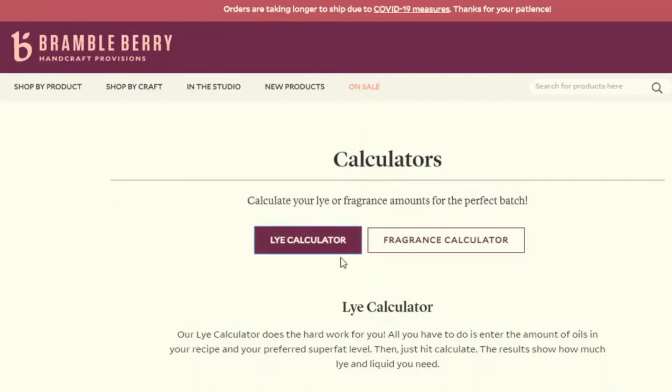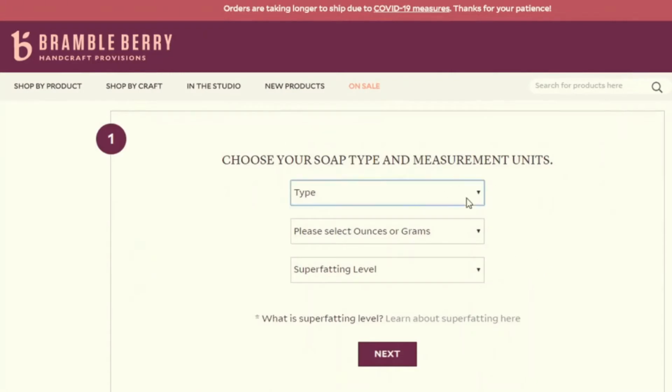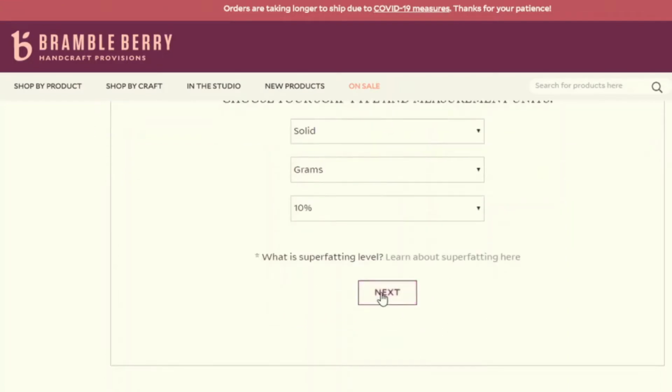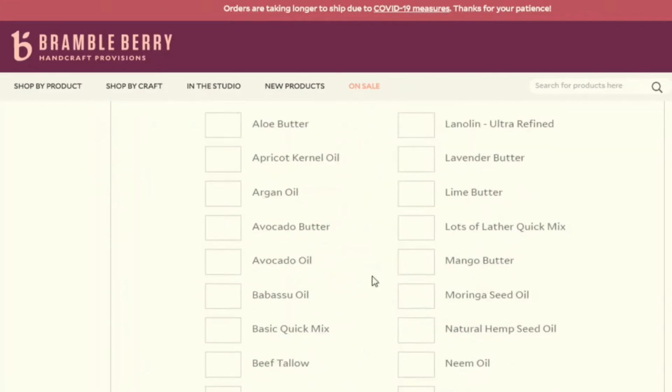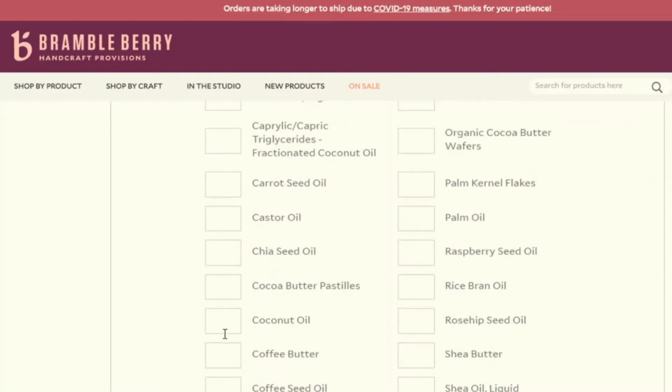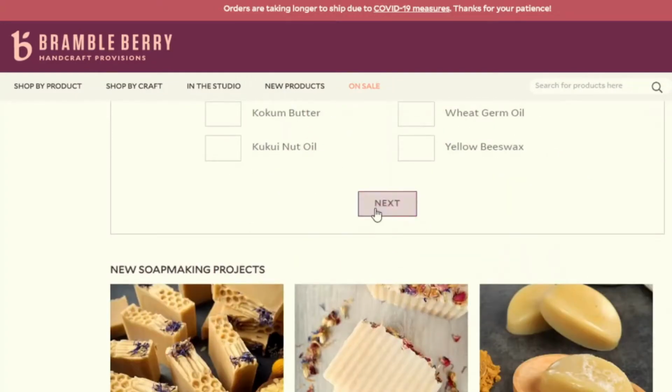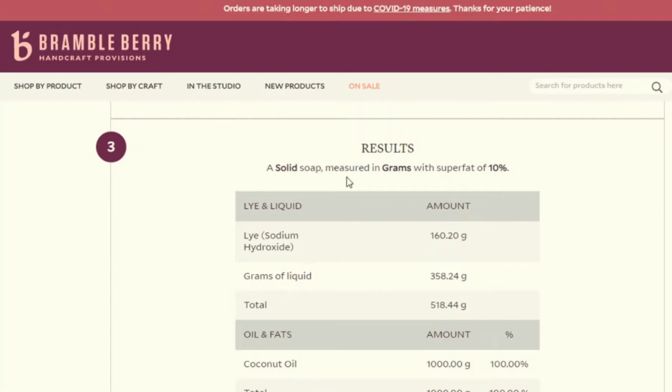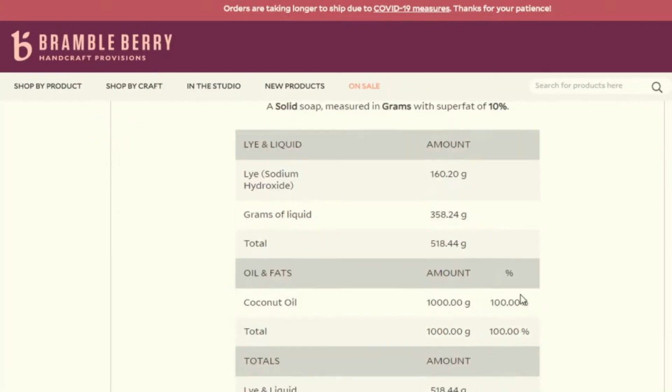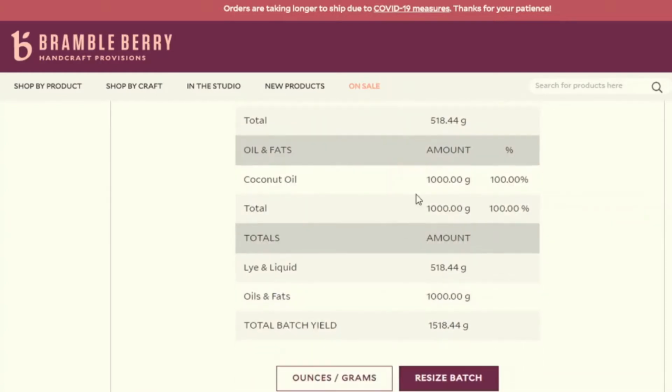So all you have to do is go to a reputable soap calculator website, punch in the type of soap that you're going to make, whether it's liquid or solid soap, your units of measurement, and your superfatting level. And then you select your type of oil. You can see these calculators have a wide variety of oils and butters. And voila, it gives you the amount of lye that you need to use. Also the amount of liquid, which refers to the water content that you got to dilute the lye with, and your total batch yield. The type of oils that you use depends on the qualities or properties that you want to have in your final soap product.